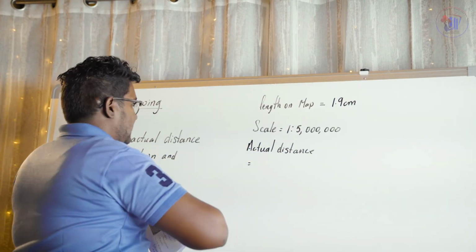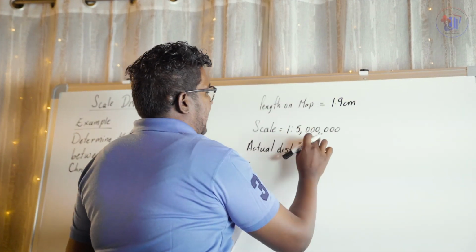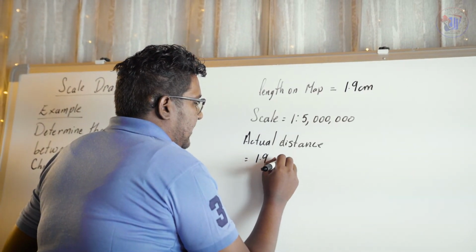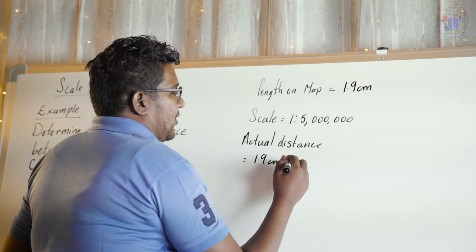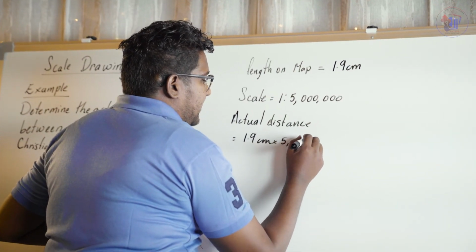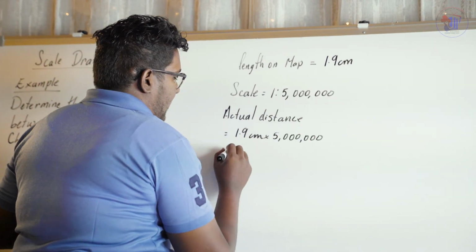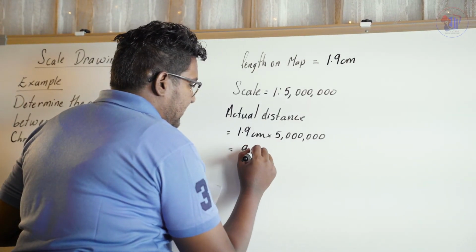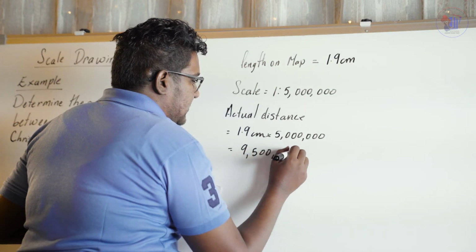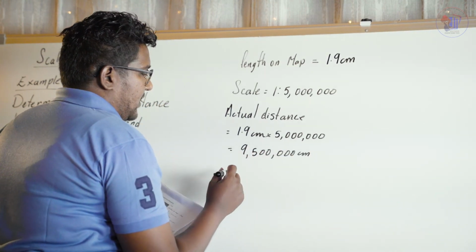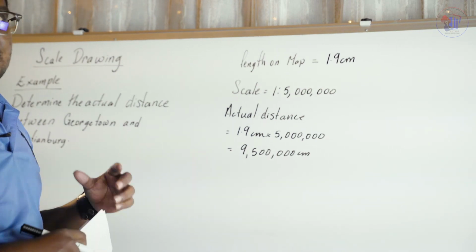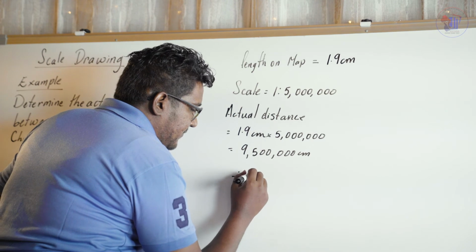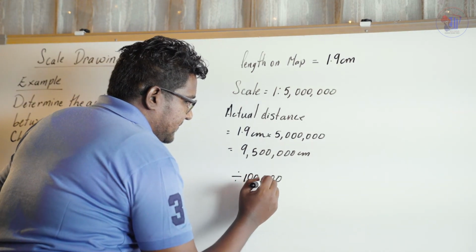Now to find the actual distance, again, we have to multiply the length on the map by our scale, and that's going to be 1.9 cm multiplied by our scale, which is 5 million, and 1.9 times 5 million is going to give me 9,500,000 cm. Now we have to convert this to kilometers, and from all the examples, we divide by 100,000.